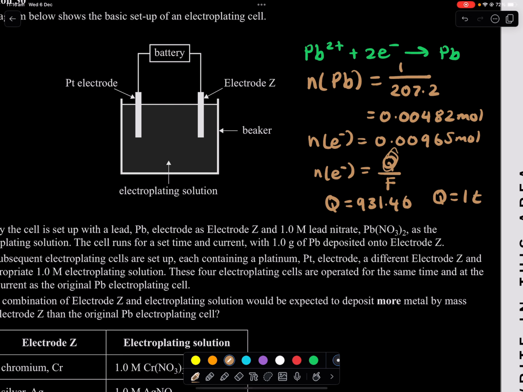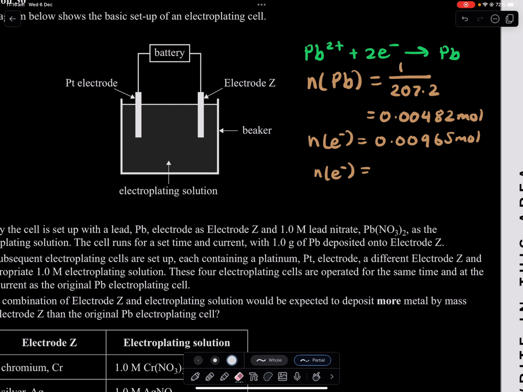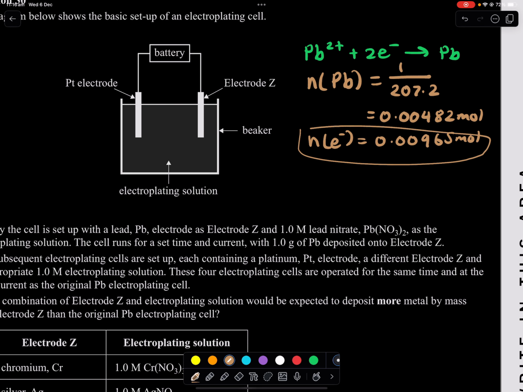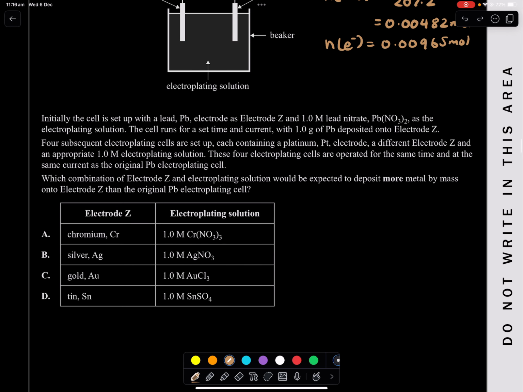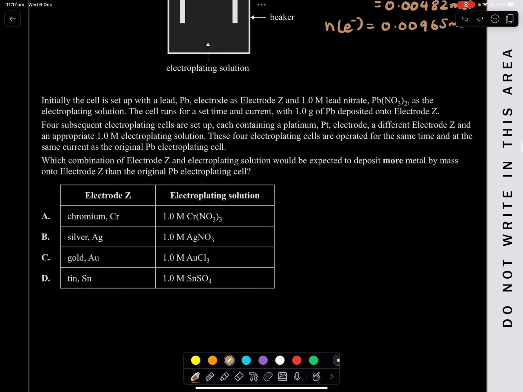And remember, the charge divided by Faraday's constant. Faraday's constant is just a constant. So what's that charge again divided by Faraday's constant? We'll go back to the original. For all of them, the mole of electrons is going to be the same for all the new questions. Let's do the first one.